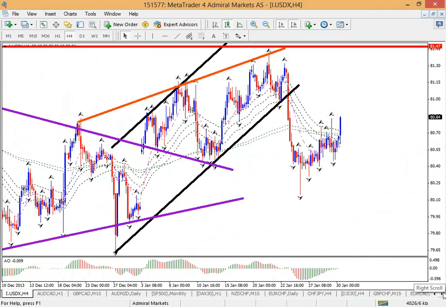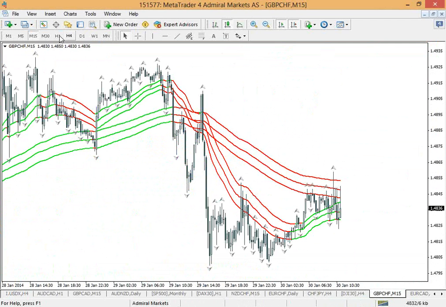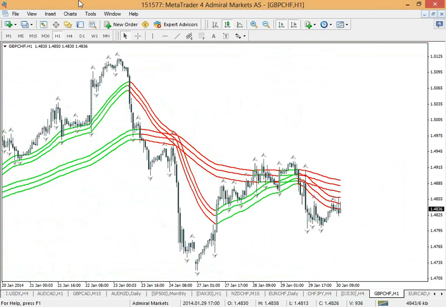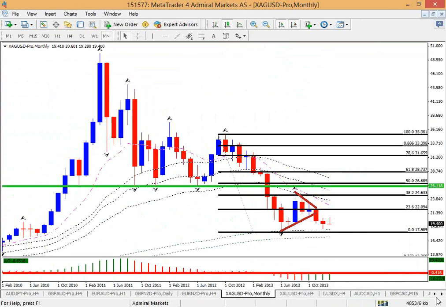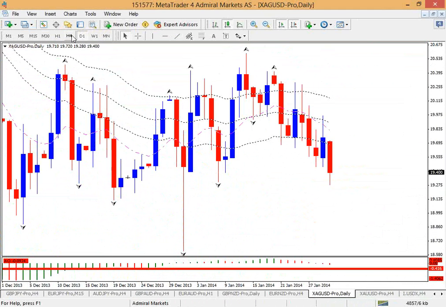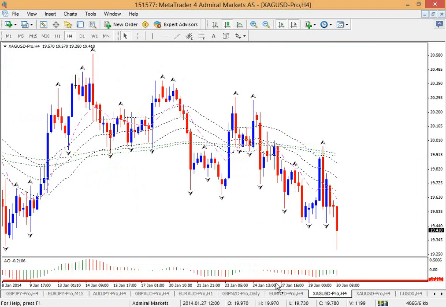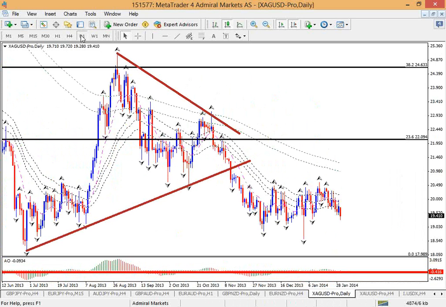We have some more exotic crosses, but Eurocat is struggling at the top as well. Pound Swissy looks to be in a downtrend at the moment, so maybe we'll see some continuation of that downtrend upon the break of this consolidation. Not too big of a fan of the pound Swissy anyhow, or the euro Swissy. Funny enough, although gold is in an uptrend, it doesn't look so much like that on silver. Silver just keeps on moving down, rather choppily. Big consolidation here, you see that?